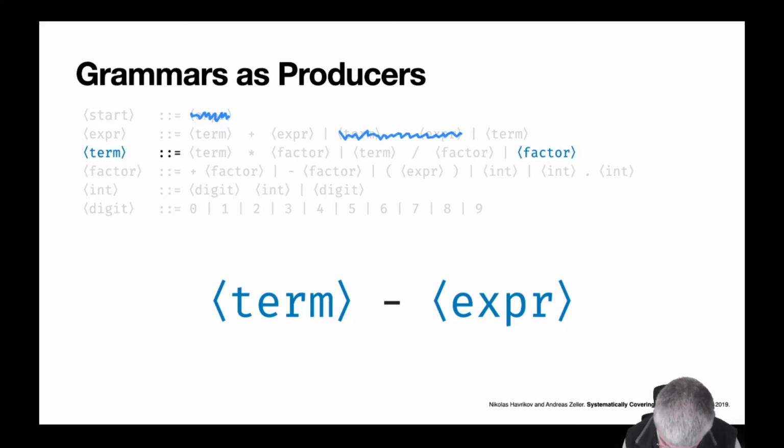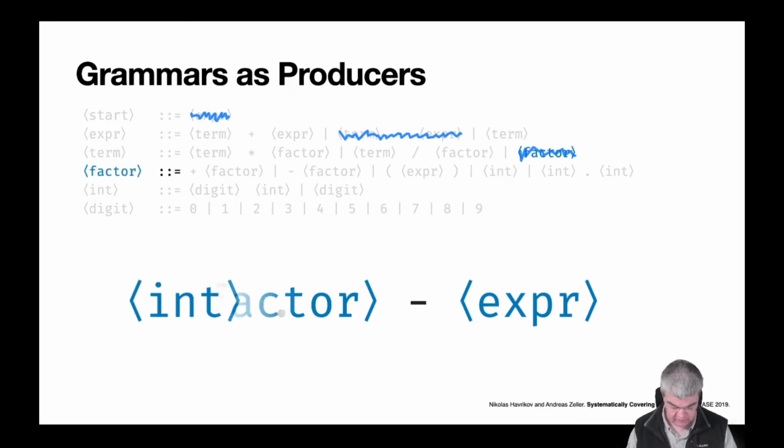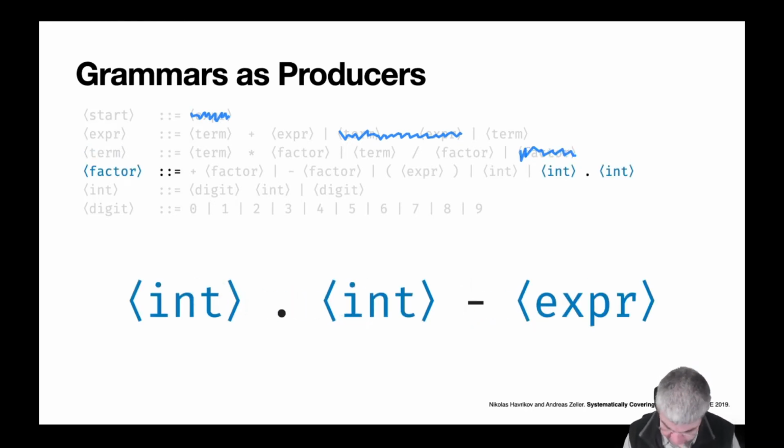Term is factor, fine, we do that. And we cross out factor in here. And we have a factor that becomes an integer dot integer. So again, we cross that out. Here we go. Don't want to use this next time, or at least, well, we can use it next time, but as long as there are expansions that we haven't used, we want to prefer those which we haven't used before.